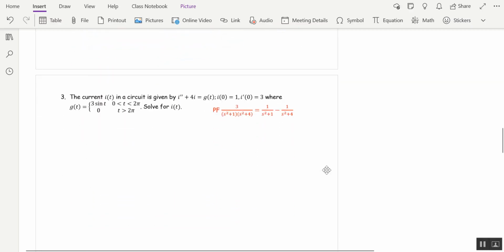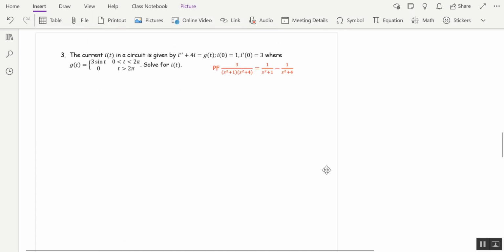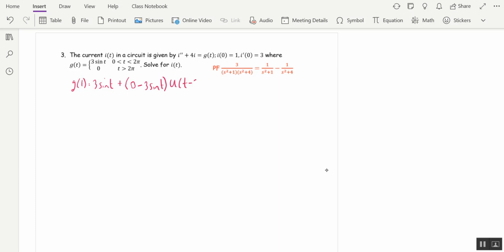Okay, last one. I really hope you did it on your own. It's pretty interesting. All right, so first step, write g of t using unit step. G of t is, our f1 is 3 sine t, and then we want plus f2, which is 0, minus f1, which is 3 sine t, times u of t minus 2 pi. All right, and so I'll clean that up in a second when I write down the differential equation. Our differential equation is I double prime plus 4i equals g of t, and g of t is 3 sine t minus 3 sine t times u of t minus 2 pi.